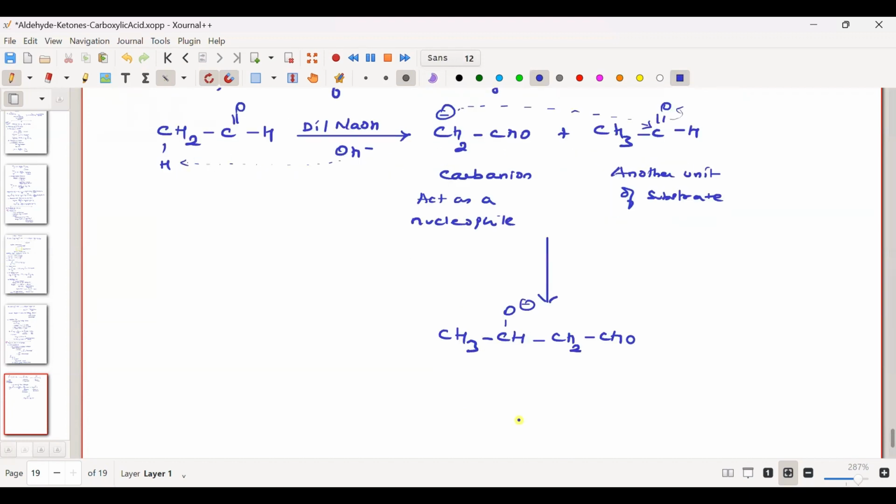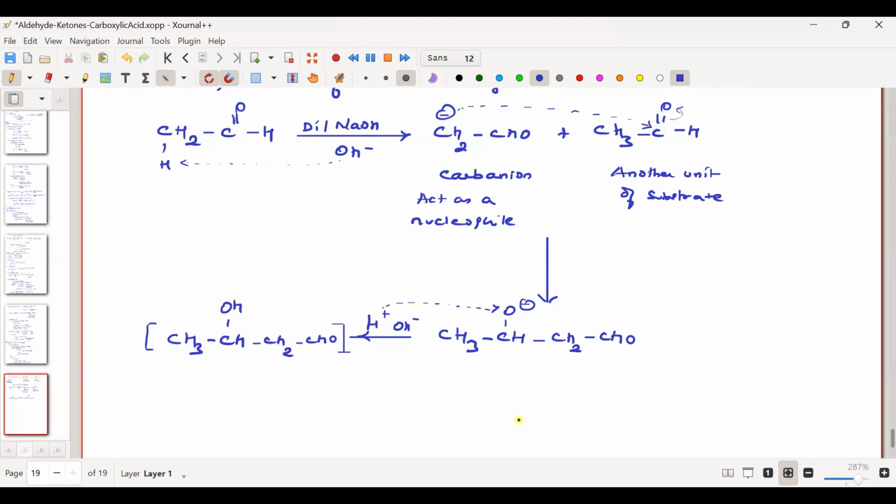Then we are having the dilute NaOH. Dilute NaOH means it is also having water. So I have H plus and OH minus. Now what is going to happen? This H plus will go and support this oxygen. So what do I get here? CH3, CH, OH, CH2, CHO. Now, what do you see in this?